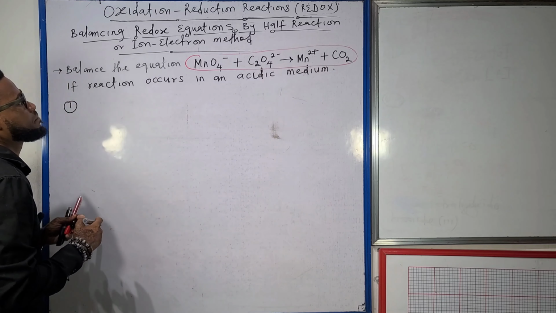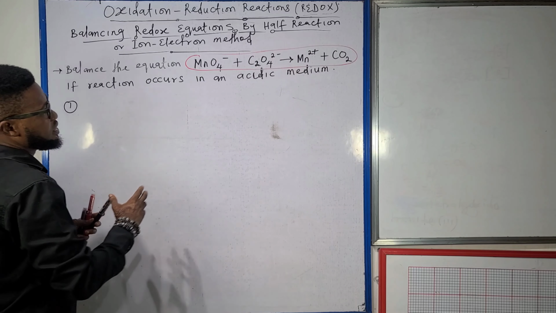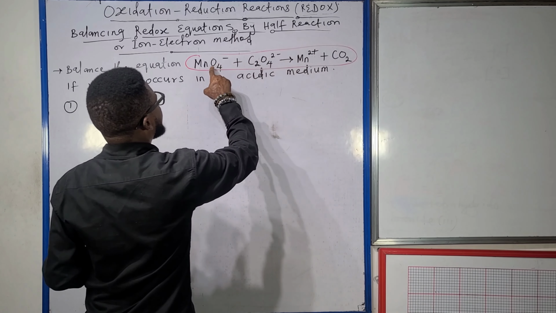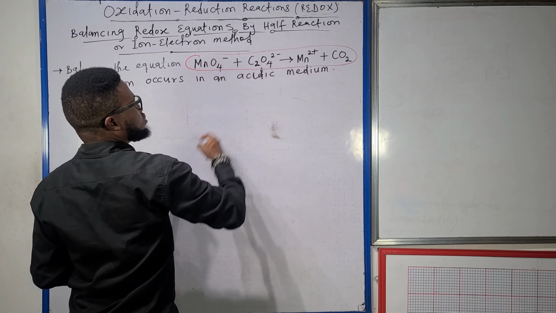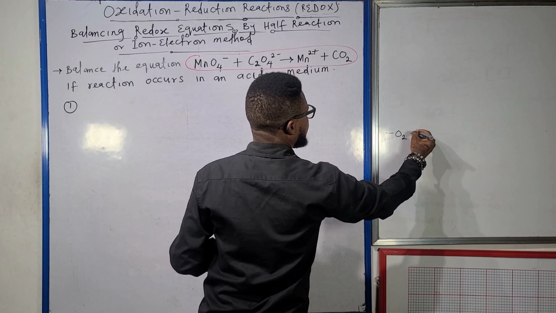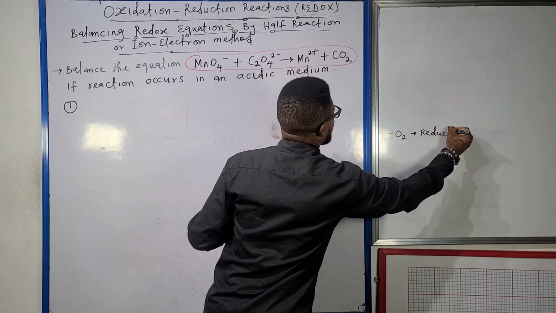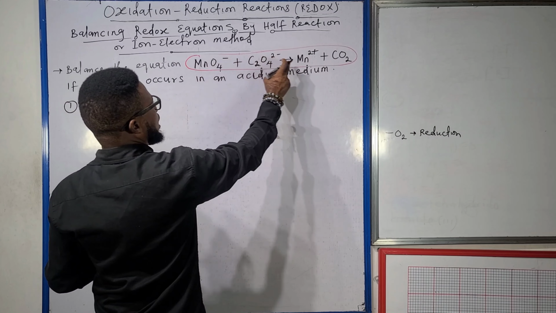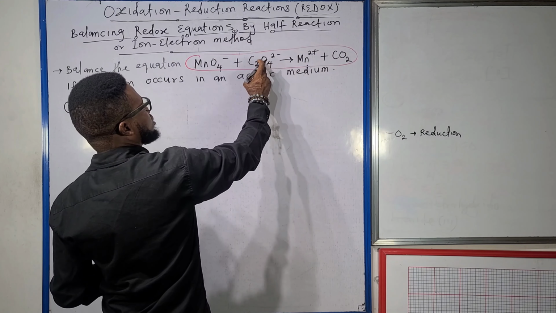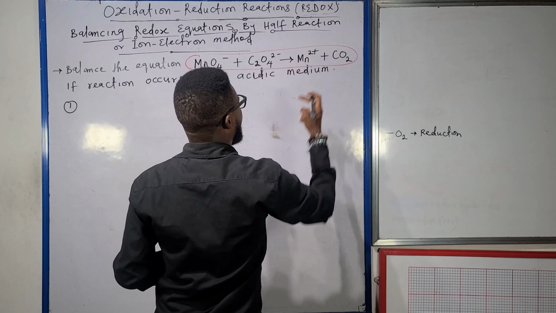and reduction half reactions. There are so many ways to look at this. This is MnO4, this is Mn. This is about loss of oxygen. You recall that removal of oxygen from a substance is reduction. If you look at it in terms of oxygen, that's reduction. And as well, if you look at C2O4 and CO2, that is also looking like removal of oxygen.